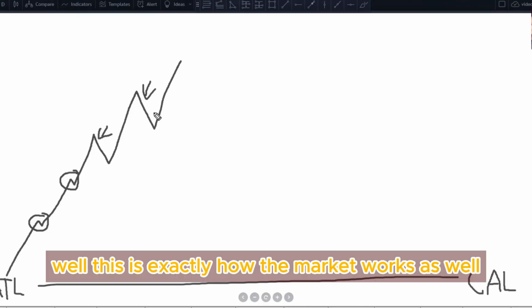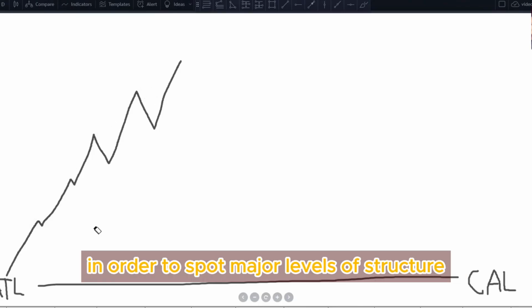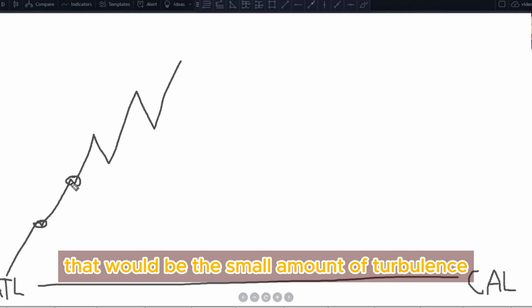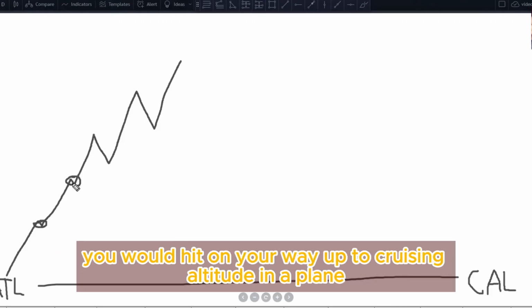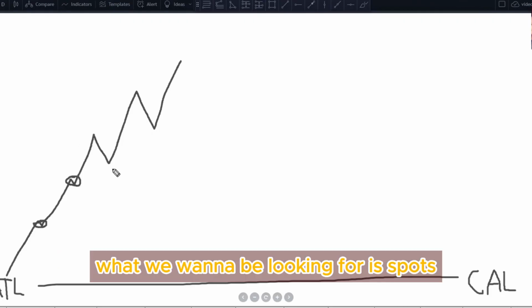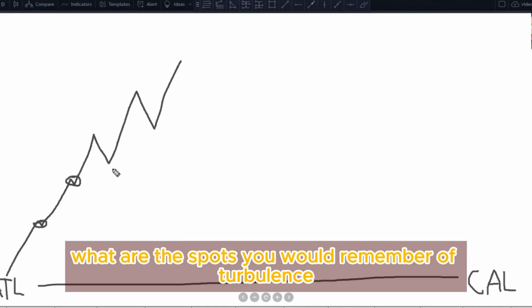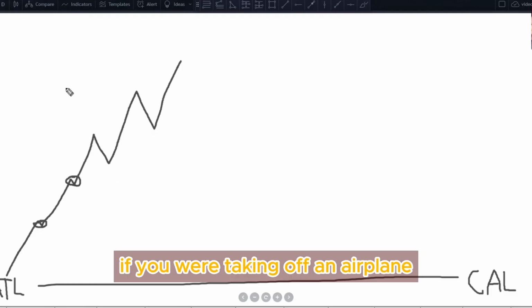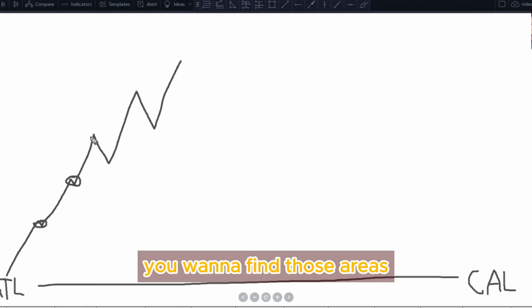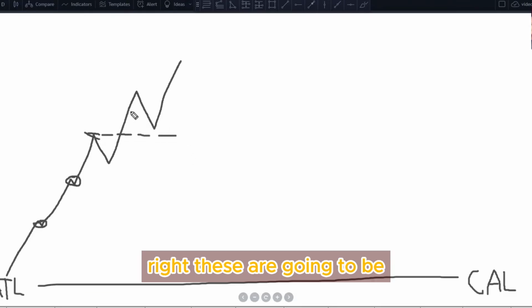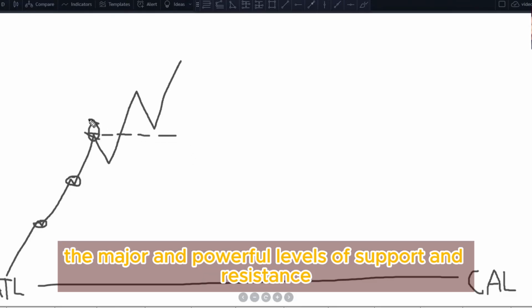Well, this is exactly how the market works as well. In order to spot major levels of structure, we can't be looking at these little tiny pullbacks. That would be the small amount of turbulence you would hit on your way up to cruising altitude in a plane. What we want to be looking for is spots that the market is going to remember. Again, imagine it as a plane. What are the spots you would remember of turbulence if you were taking off in an airplane? You want to find those areas, and that's where you want to draw your resistance and support lines. These are going to be the major and powerful levels of support and resistance.